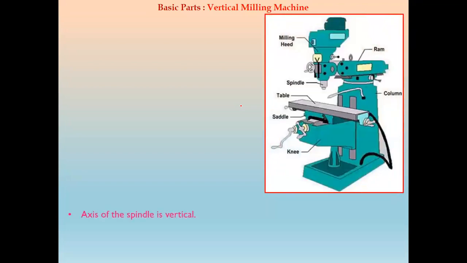So this is another example where we have a vertical milling machine. Only there is no arbor. Instead of arbor, we have a spindle. All other parts are same. If you see in case of this vertical milling machine, the axis of spindle is vertical, but in case of horizontal milling machine, the axis is horizontal.